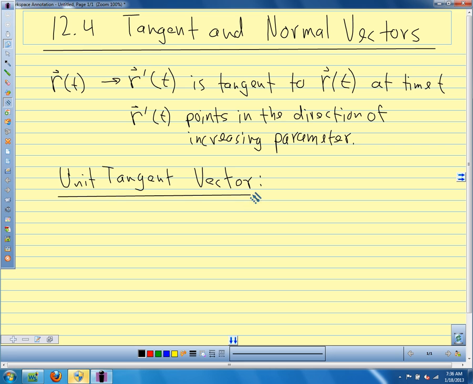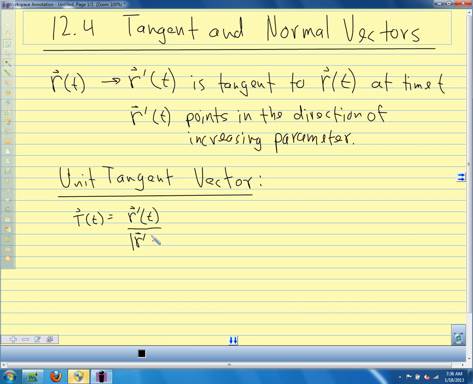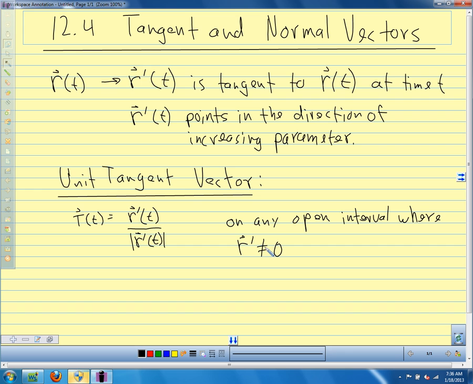So we're going to say our unit tangent vector, and we usually use a capital T, is just going to be r prime over the length of r prime. Then I want to put my functional dependence here. There we go. So that's how we define our unit tangent vector, and this is defined on any open interval where r prime is not 0. So we're saying the curve represented by r of t is smooth.